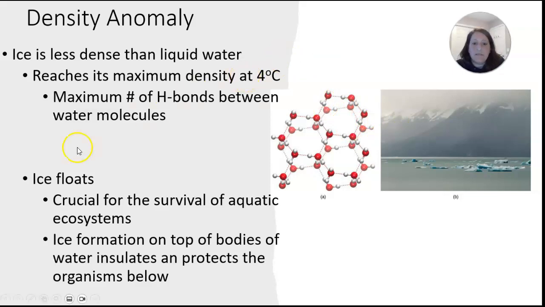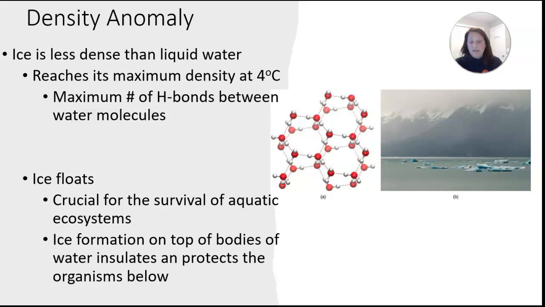And why is that? And that's because water reaches its maximum density around 4 degrees Celsius. Okay, so when it freezes, it actually reaches its maximum density. And so again, what does that mean? This is when there is the maximum number of hydrogen bonds between those water molecules. And so that makes ice less dense. If you look at liquid water, the water molecules are more closely packed together, making it more dense.